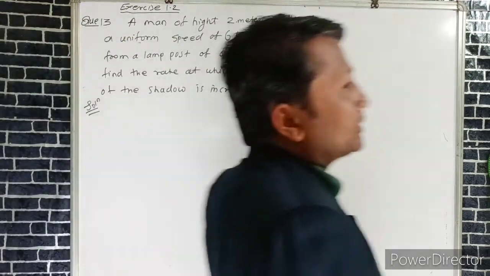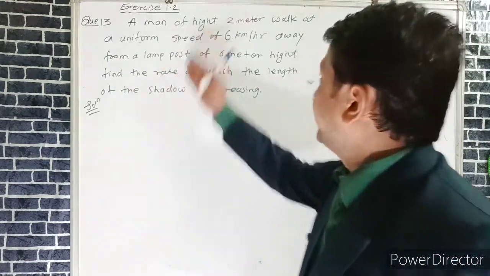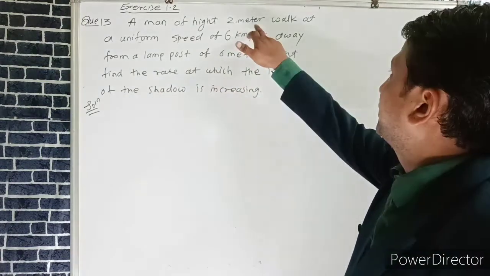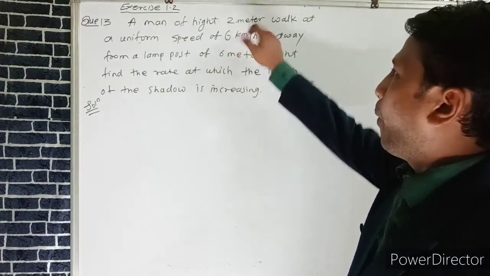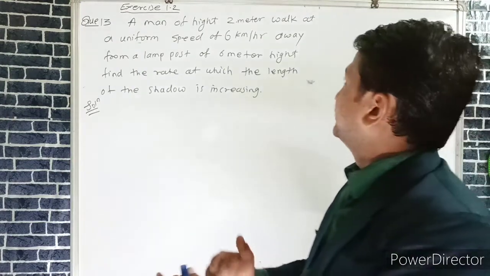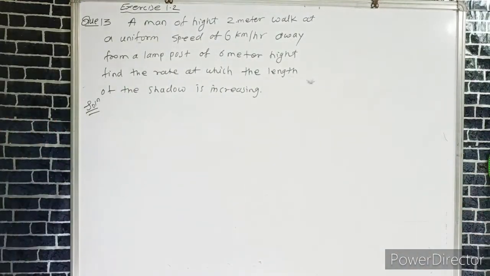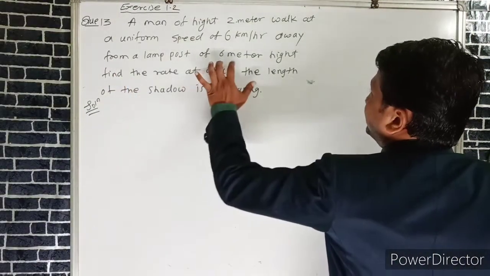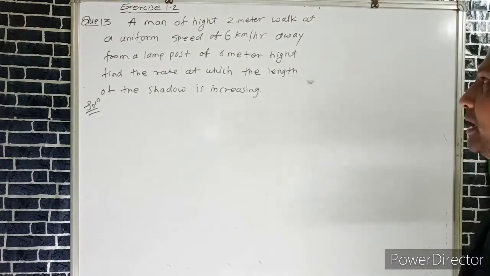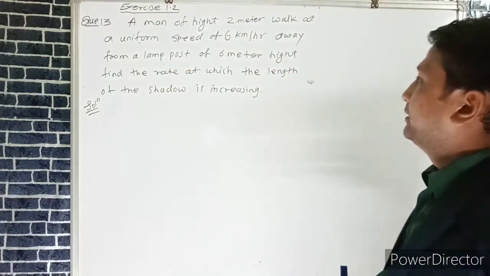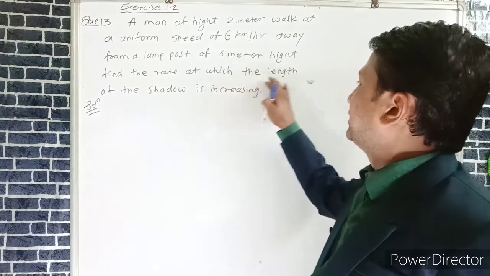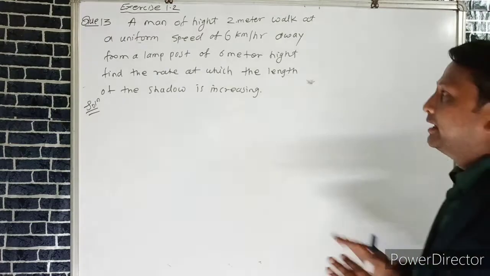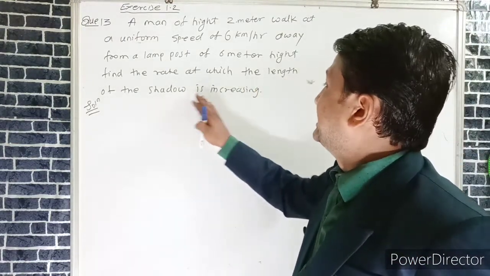So the next one, question number 13. A man of height 2 meter walks at a uniform speed of 6 km per hour away from a lamppost of 6 meter height. The height of the lamppost is 6 meter. Again, here we have to find the rate at which the length of the shadow is increasing.